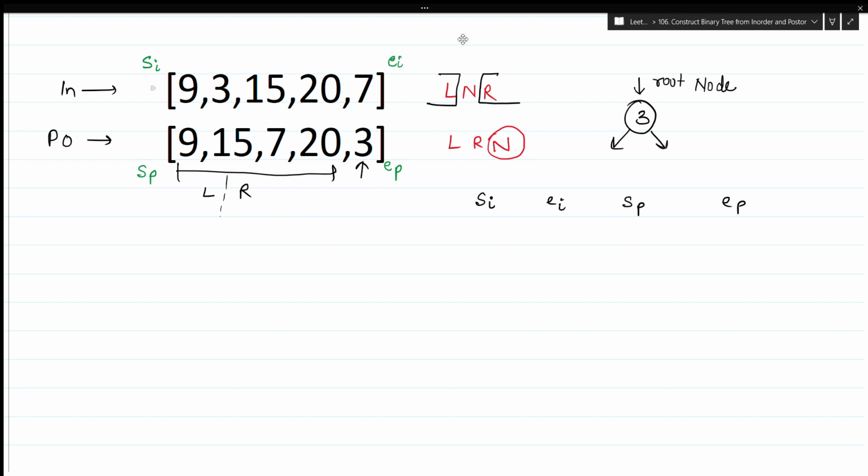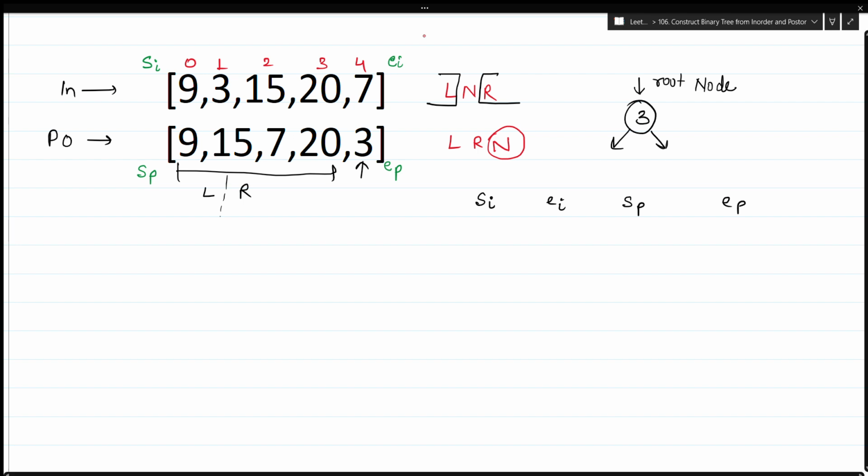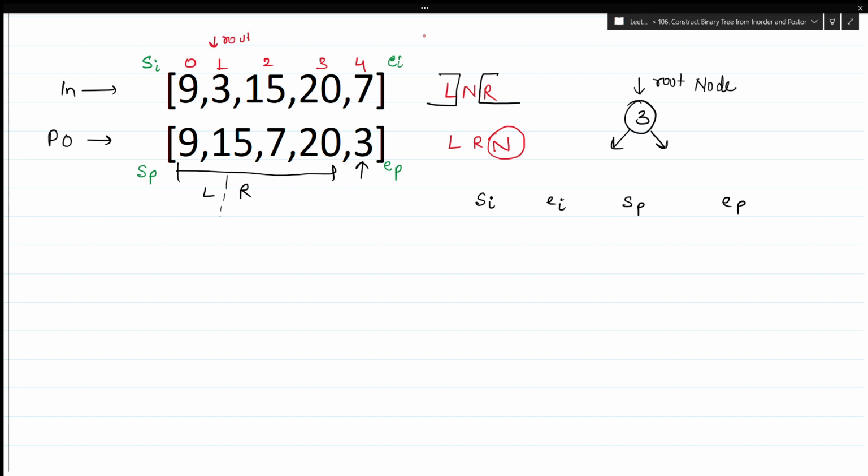Now I will iterate over my inorder to find where my root node exists in the inorder. So I am able to find out that here is my root, and I can write it as root index. Now I know that root index minus 1 minus SI plus 1 will be the count of all my left nodes.